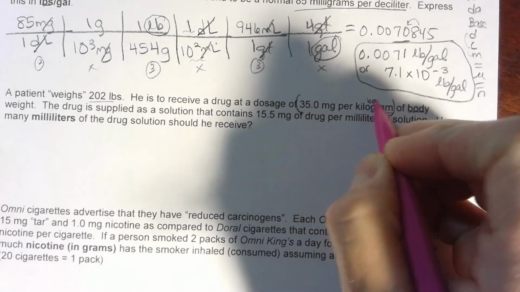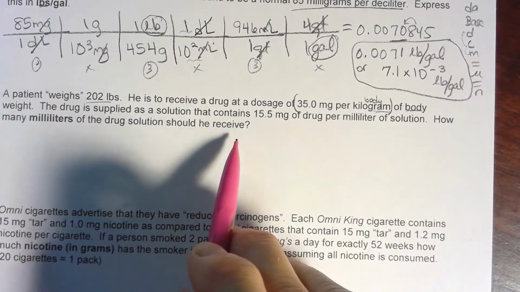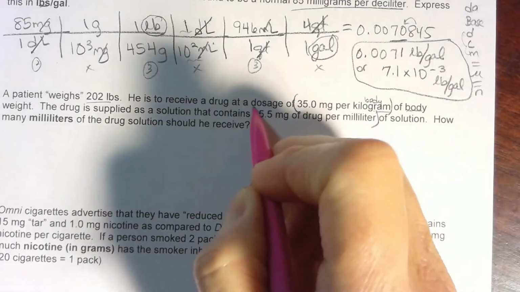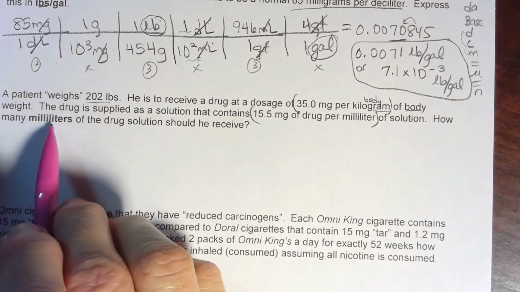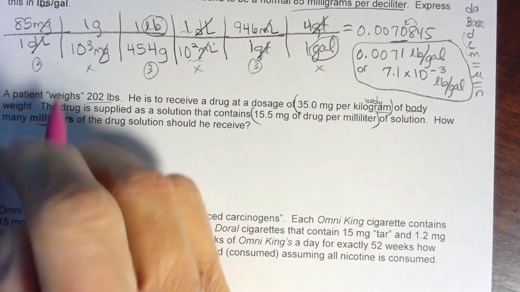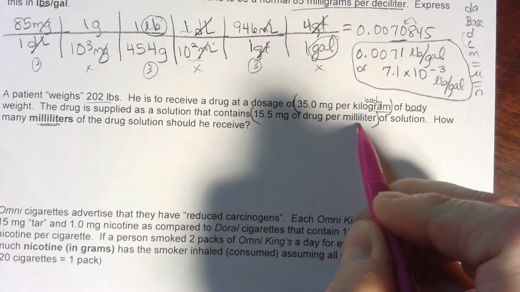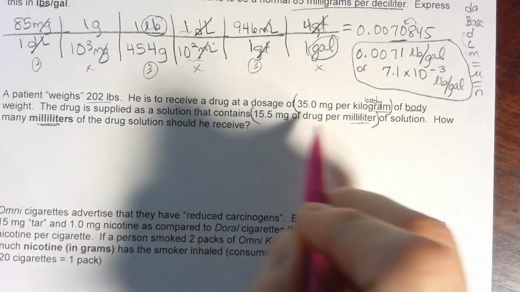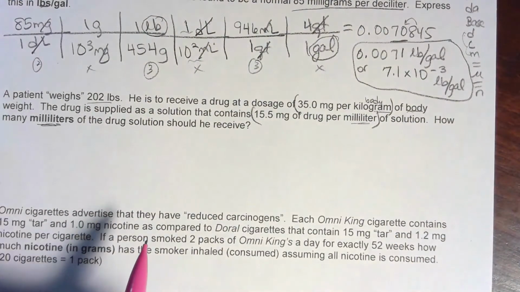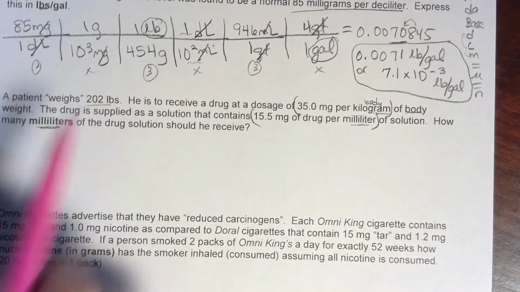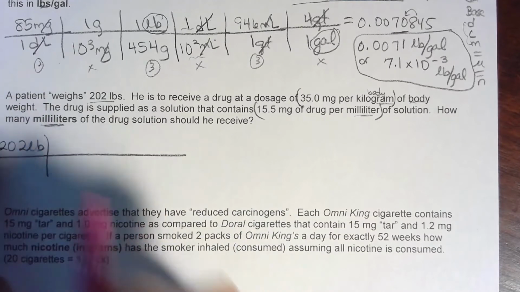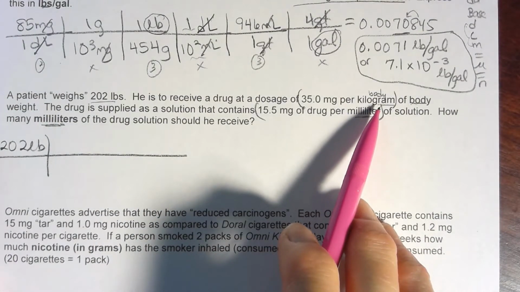So that's body weight. The drug is supplied as a solution that contains 15.5 milligrams of drug per milliliter, another conversion factor. And how many milliliters of the drug solution should he receive? So that means that if milliliters is what I'm looking for, and this is a conversion factor that contains milliliters, this will be my last conversion factor, because that's where I need to end up. So where do I start?